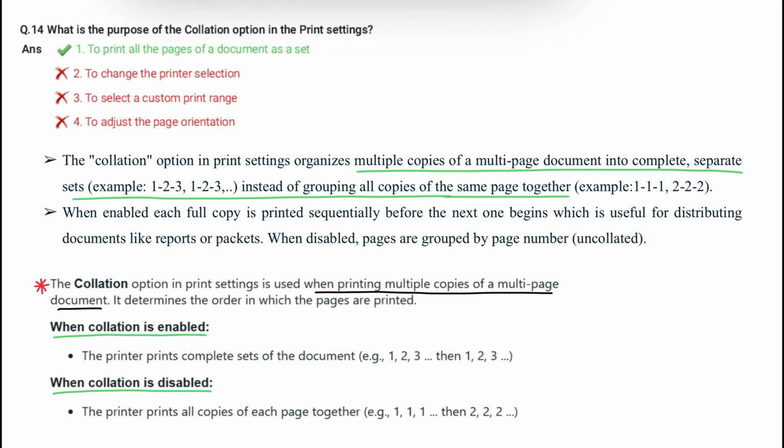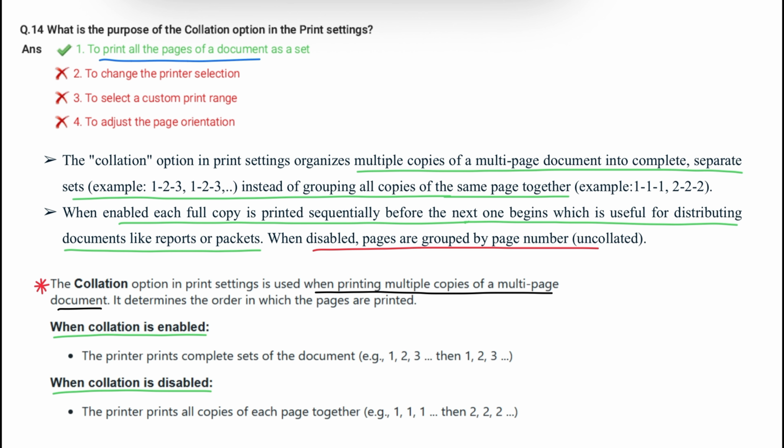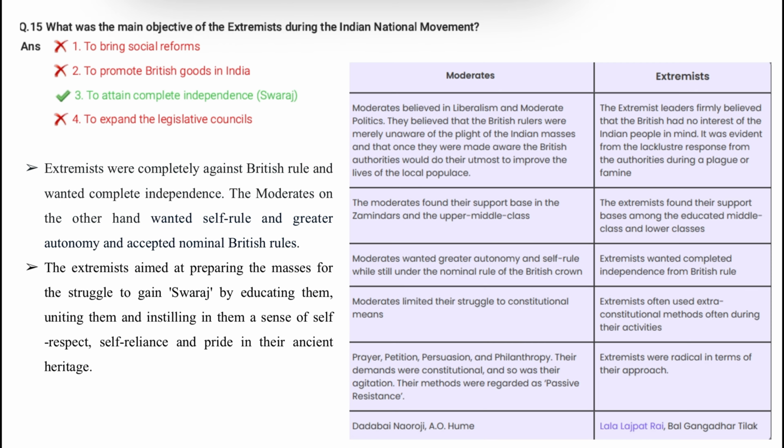When enabled, each copy is printed sequentially before the next one begins, which is useful for distributing documents like reports and packets. When disabled, pages are grouped by page numbers and collated. So correct answer option 1, to print all pages of a document as a set.